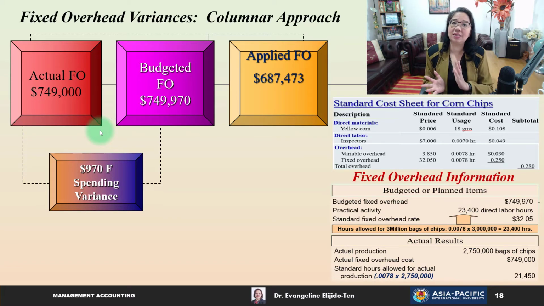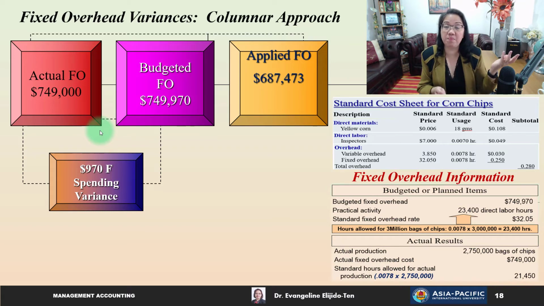Now this volume variance is kind of different from all the other variable cost variances that we have learned to calculate. Here we are looking at the budgeted fixed overhead and comparing it with the applied fixed overhead. You would notice that in terms of fixed overhead, we are looking at the entire period, not just the 48,500 bags output that we have been using in the variable cost variance calculation. Here, we are focusing on the practical activity versus the actual activity. And so we are told here that whilst we were expecting to produce 3 million bags of corn chips for the entire year, we only produced 2,750,000 bags for the current period.